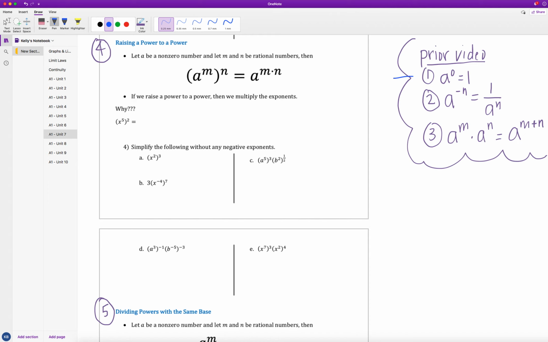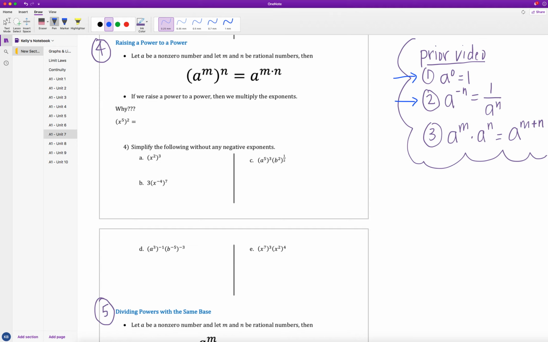exponents. The fact that a to the 0 power equals 1. If I have a negative exponent, I can flip that to the denominator and make it a positive exponent. So a to the negative n equals 1 over a to the n. And we talked about why we can do these as well in that prior video.